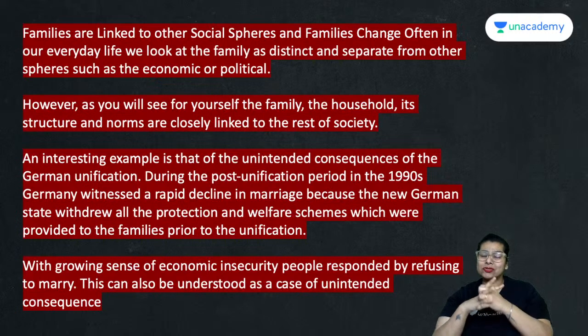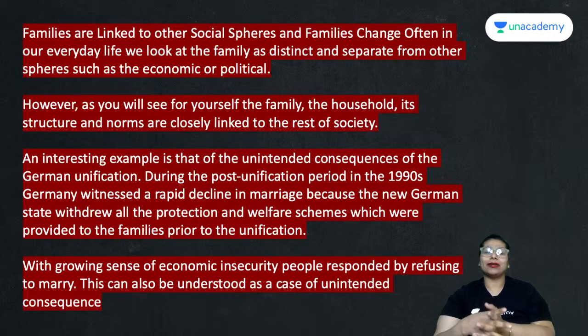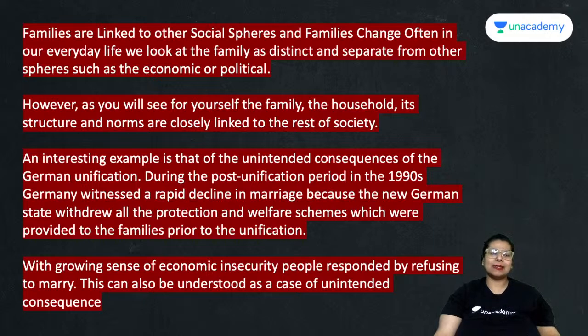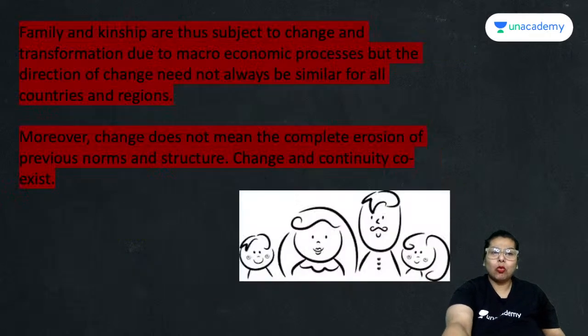Where, with the growing sense of economic insecurities, people respond by refusing to marry. This can be a case of unintended consequence. They don't want to marry. They say that this is okay, absolutely clear. I'm glad, Fatima. I'm glad. They feel that this basically can be understood as a case of unintended consequence. So, what is the next thing?